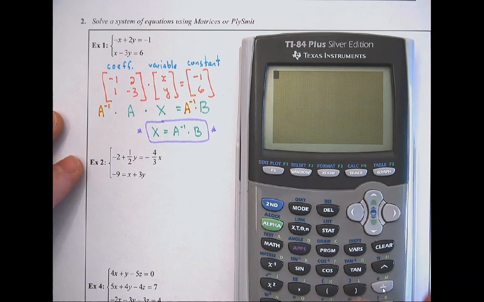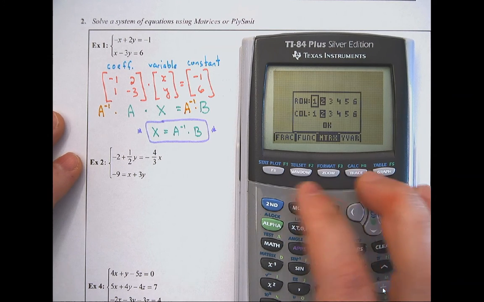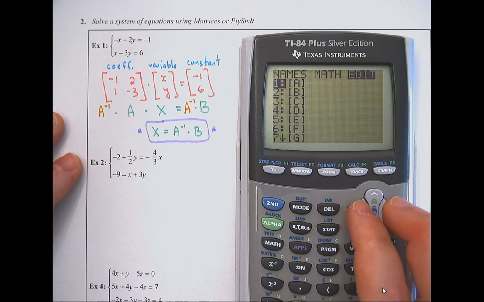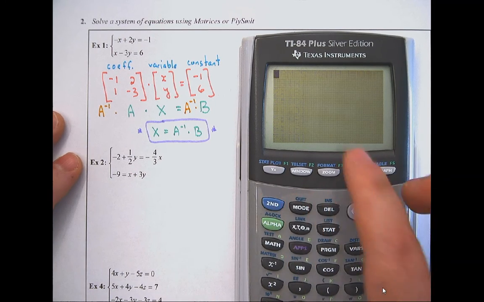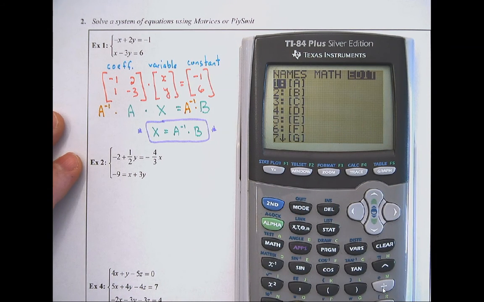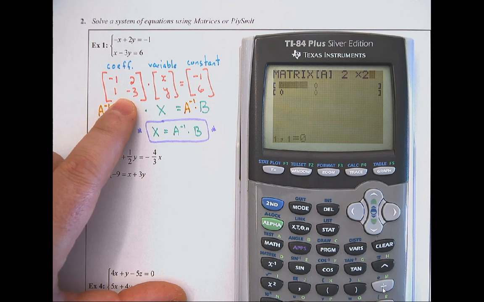I'm going to use my alpha F3 to go into matrix. If you don't go here, remember the other option is matrix and then go over to edit. So I'm going to use mine. Let's go ahead. Matrix edit. Matrix A is going to be a what? 2 by 2. Negative 1, 2, 1, negative 3.